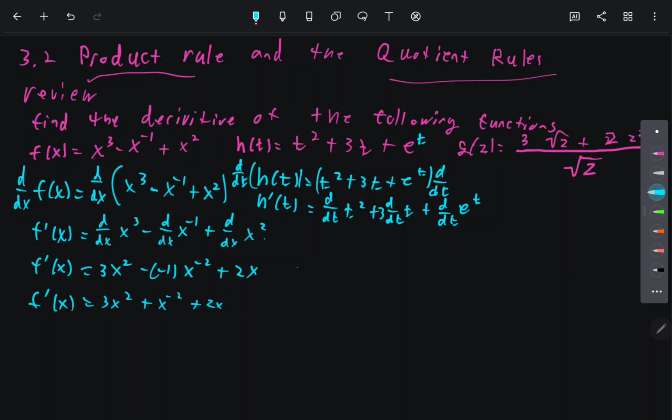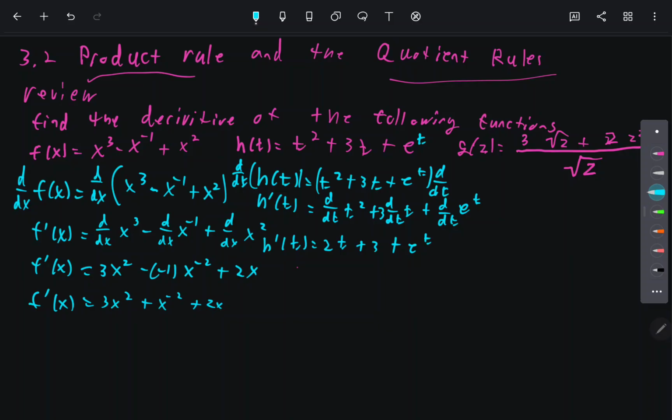Well, we now will get h prime of t is going to be the derivative with respect to t of t squared. Bring the power out front. 2 minus 1 is just 1. So we get 2t plus 3 because the derivative of t with respect to t is just 1. And finally, plus e to the t.